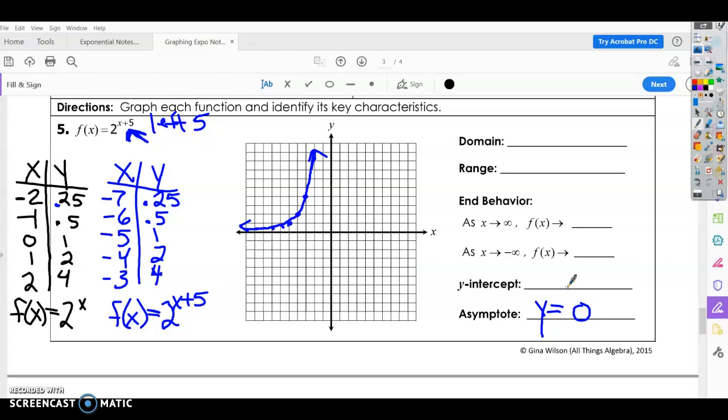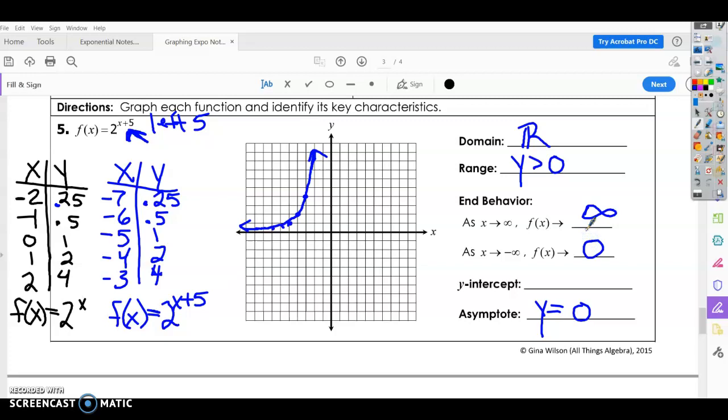And we can see that the domain is still going left and right with arrows. So that means it's going to continue on. The range, again, is still above 0. So we can say y greater than 0. The end behavior: as x goes positive, or to the right, this is going towards infinity. And as x goes negative, or to the left, it's approaching 0.